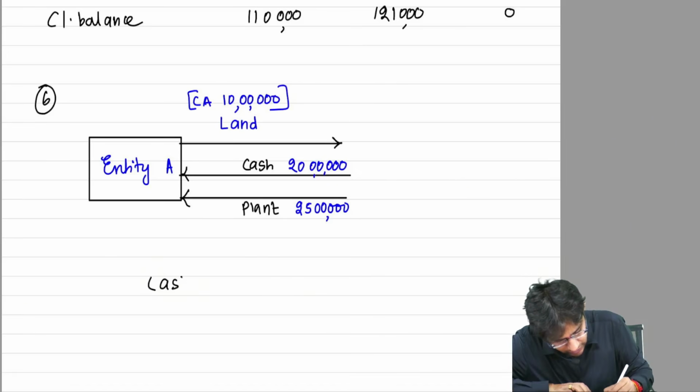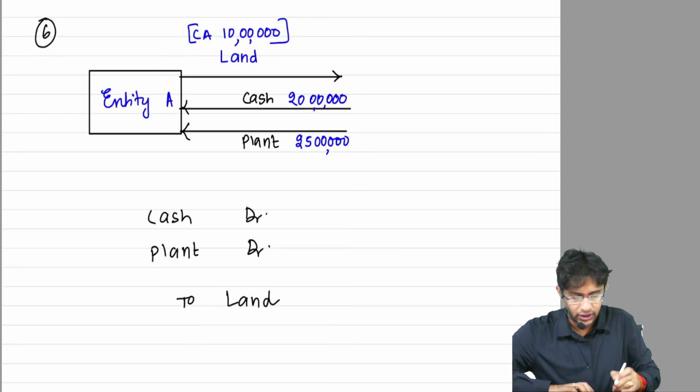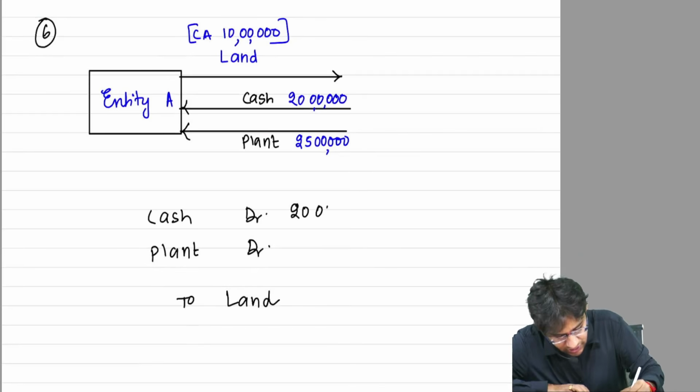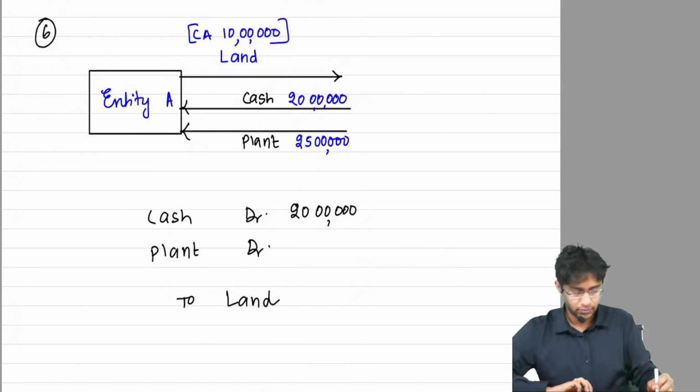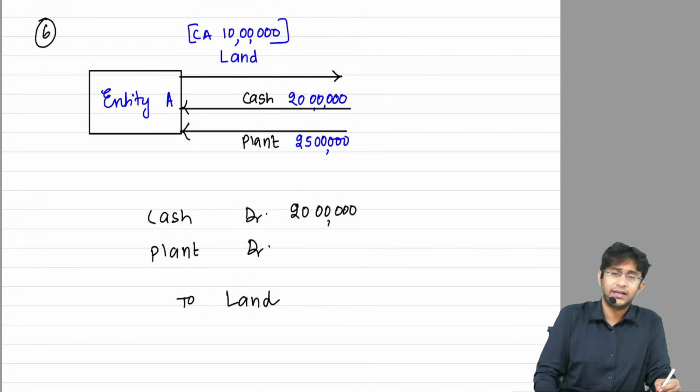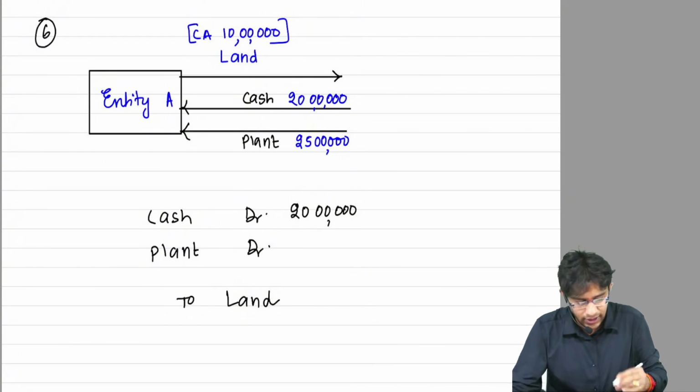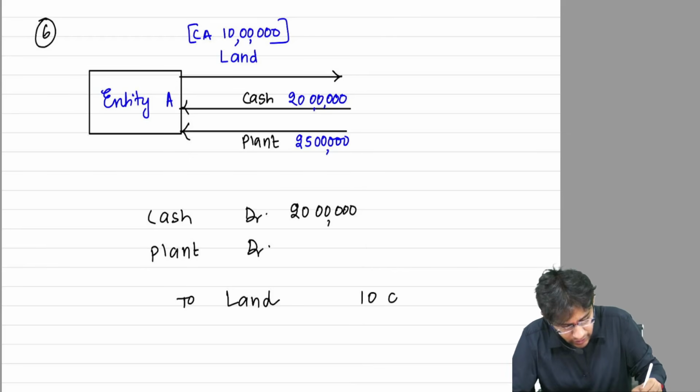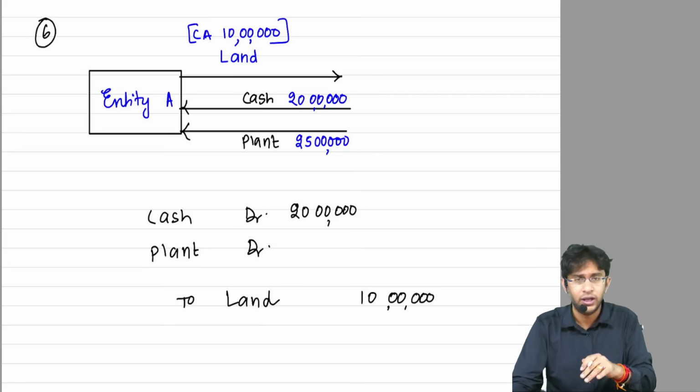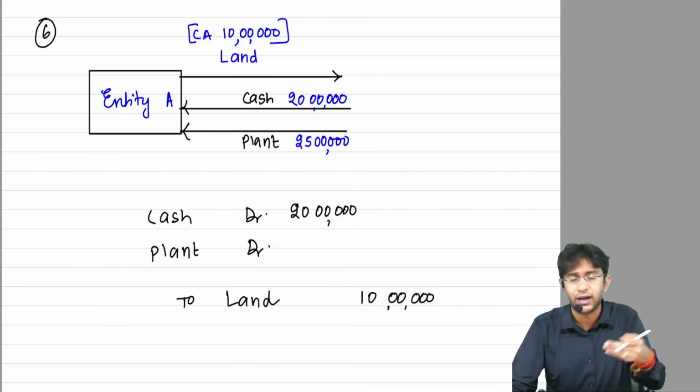What am I acquiring? Cash. What am I acquiring? Plant. What am I giving up? Land. In this, there is absolutely no uncertainty. If you are receiving 20 lakhs cash, you are receiving that. That's all over. Land you are giving away, so land should die in my books of accounts. Land has a debit balance of 10 lakhs. Naturally, to remove that land, I have to credit land account with 10 lakhs.